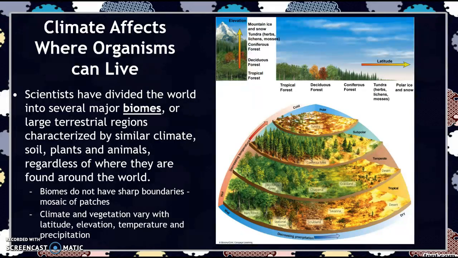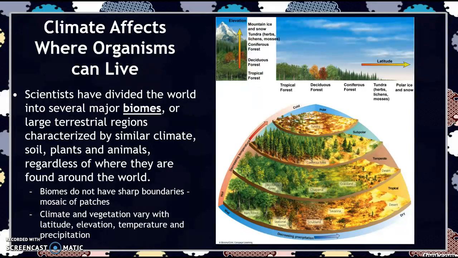So first, climate affects where organisms can live. Scientists have divided the world into several major biomes, and biomes are just large terrestrial regions that are characterized by similar climate, soil, plants and animals, regardless of where they're found in the world. So we could have a tropical desert in Africa and in South America.